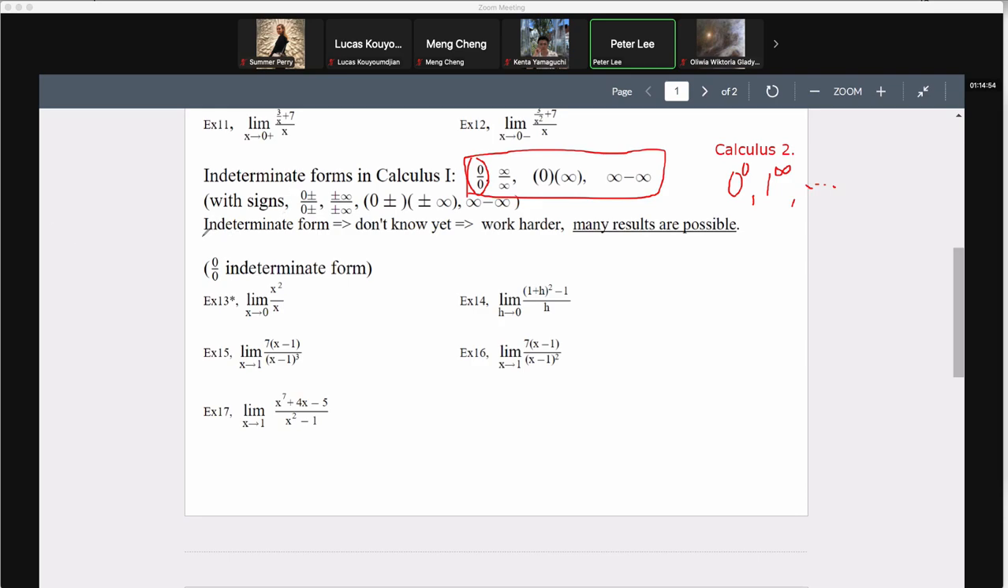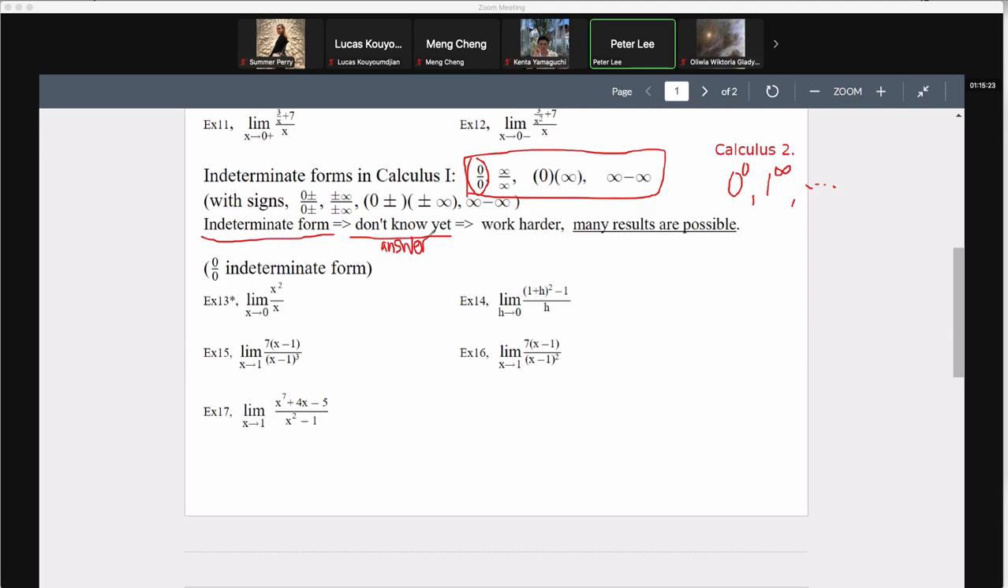What does this indeterminate form mean? Indeterminate form means that we don't know the answer yet. Now this is not the same as undefined. Undefined means there's no answer and that's it. Game is over, there's no answer. No answer is a final answer. Is that clear? No answer means that's the final answer. There is no number. And that's the final answer.